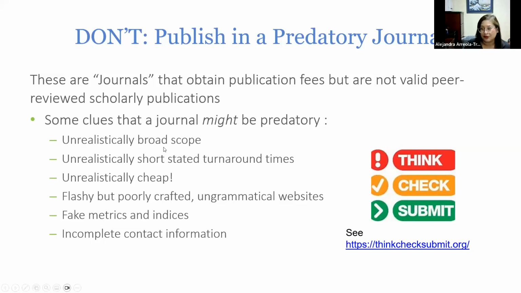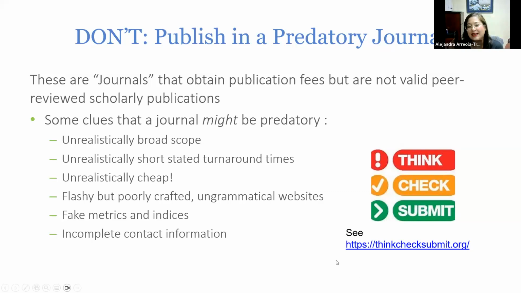They have an unrealistically broad scope, as I mentioned, everything from astronomy to zoology. And they are going to be very flashy, but poorly crafted, and they're going to have grammatical errors on their websites. However, this shouldn't be your only criteria. They use fake metrics and indices, and they have incomplete contact information. And sometimes when you Google their address, it's going to be a parking lot. I have seen journals that are located in the middle of a field. These, of course, are predatory journals.